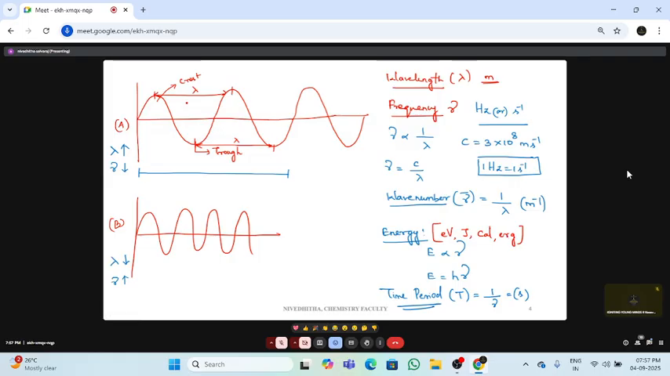Okay. So we have seen what is wavelength, frequency, wave number, energy, and time period. Now we'll see the relationship between them. So E is equal to h nu. See, Kanna, this is the energy of one photon. To calculate the energy of n photons, E is equal to n h nu, where n is the number of photons. And we know E is equal to h nu. I want to write this expression in terms of wavelength. How can I do that?